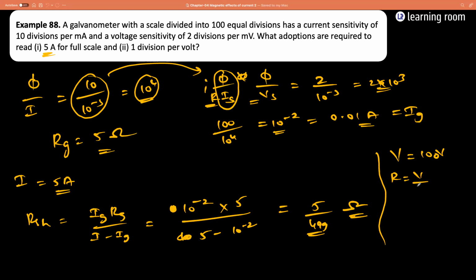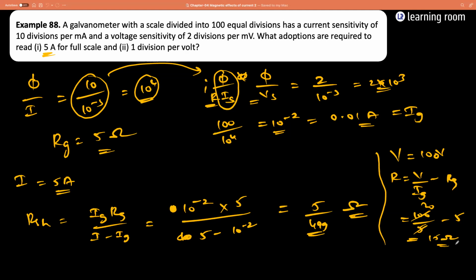So if you need a 100 volt voltmeter, what resistance will you connect here? R will be equal to V divided by Ig minus Rg. So 100 divided by Ig, which is 5, minus Rg, which is 5. So it's going to be 20 minus 5. So you need to connect a 15 ohm resistor in series.